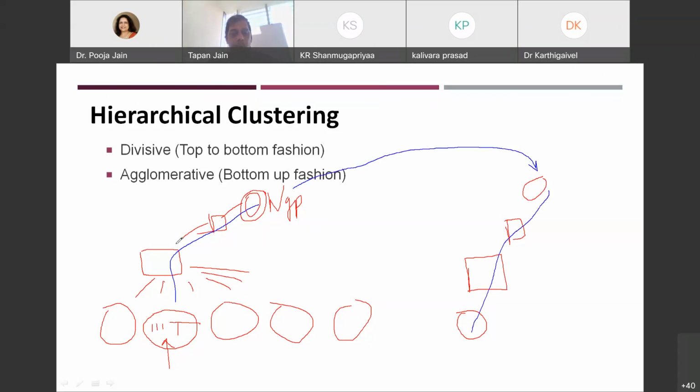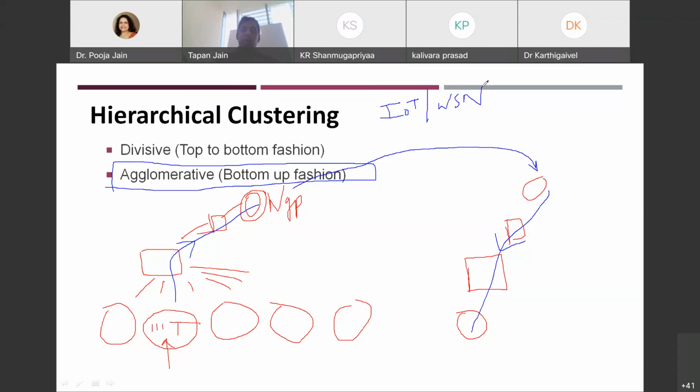So this particular approach is bottom to top, and this particular approach is top to bottom when you establish a connection. And this agglomerative scheme is most preferred for IoT and wireless sensor network. Why? Because whatever the reading we take, we have to immediately give the response to the central office, right? So we cannot establish the connection from the central office to this particular node, because a lot of energy is wasted.